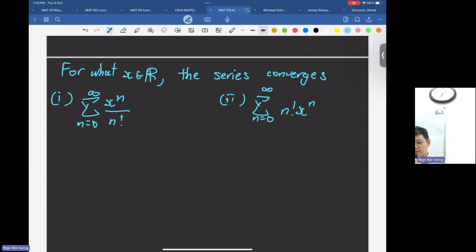Yes, so one of them is divided by n factorial, one of them is multiplied by n factorial. Do you want to guess first? Can you first guess which one converges? Which one converges better? Later we'll see what it means by better. One of them, the coefficient is getting bigger and bigger. One of them is getting smaller. And then later we'll see what it has to do with x.